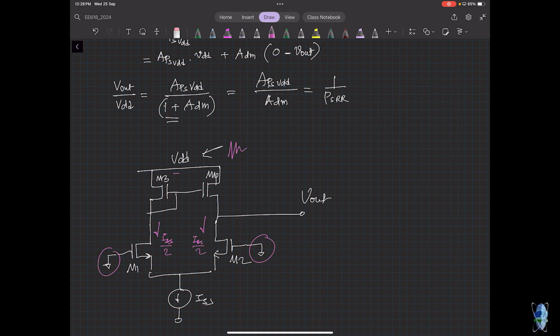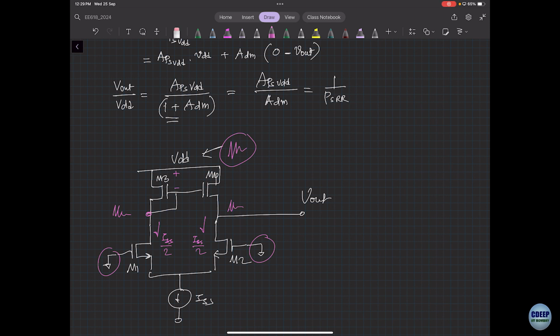So then the VSG is set up on both sides, right? So what do you think will happen here? So it's like a battery at that point. Current is fixed, correct? So the VSG cannot change. Current is ISS divided by 2, so VSG cannot change. So whatever garbage is appearing here will show up right here. Are you able to see that? And the same thing will show up here. It will show up at both sides.